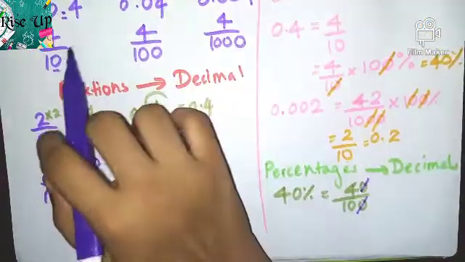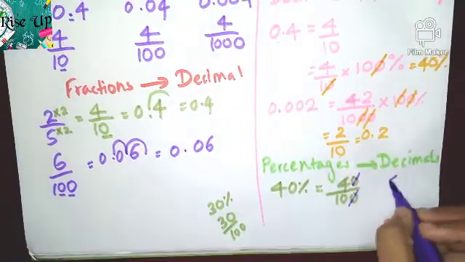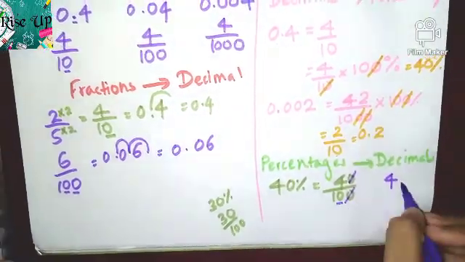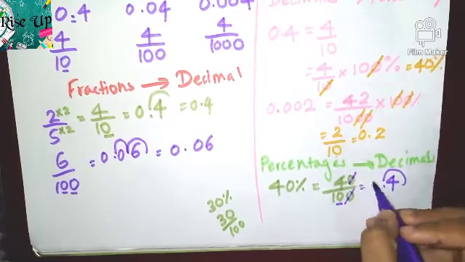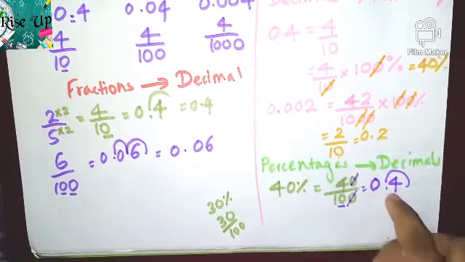So if you write this as 4 upon 10, since it is 1 zero, what did we do? We made it 1 decimal place. We wrote the whole number first, and since it's 1 zero, we came 1 decimal place back and kept the 0. So the answer is 0.4. So we converted this percentage into a decimal.